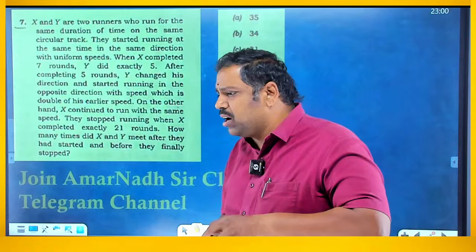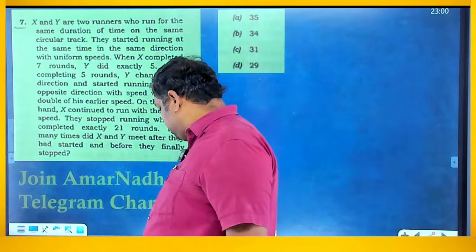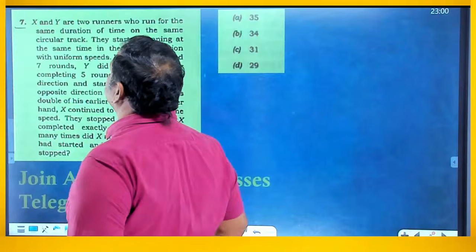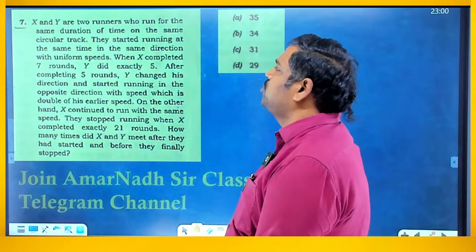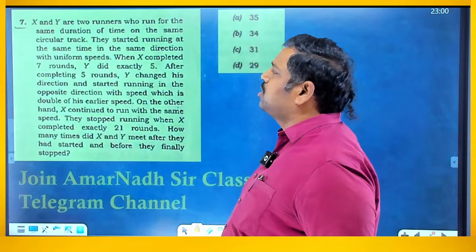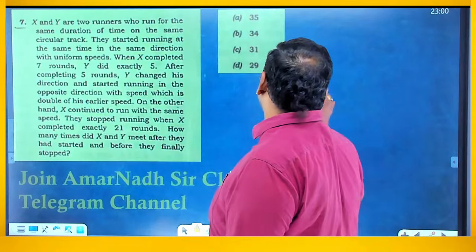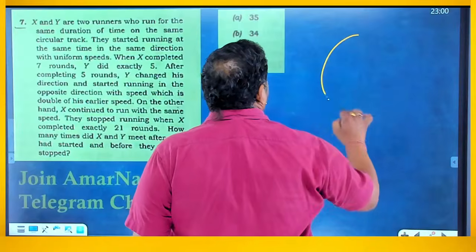He's an examiner now. That's why he has given a bit of change in it. Okay, what's the change we have to understand? X and Y are 2 runners who run in the same direction at the same time on the same circular track. Okay, same direction, same circular track. This is my circular track.